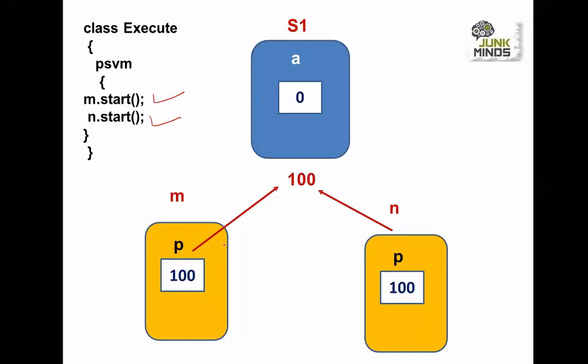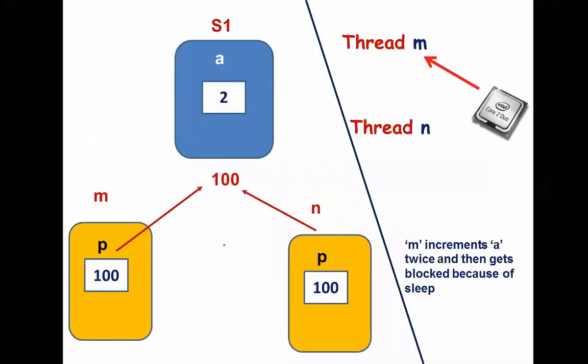What's happening in execution? Try and recollect from the previous session, we spoke about time sharing and time slice. Over here, first say thread M gets access to the processor. Thread M will start executing and call the data method. Now M has access to this particular data. This variable A was 0. Then the data method incremented A twice, so it became from 0 to 1 and 1 to 2.